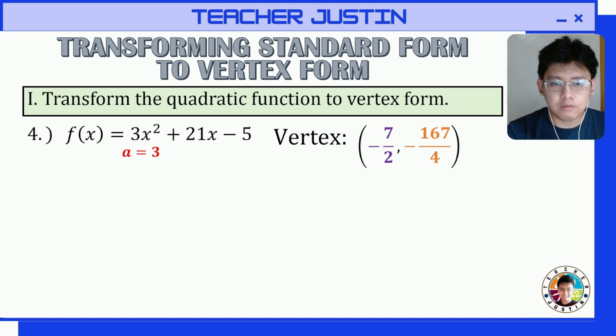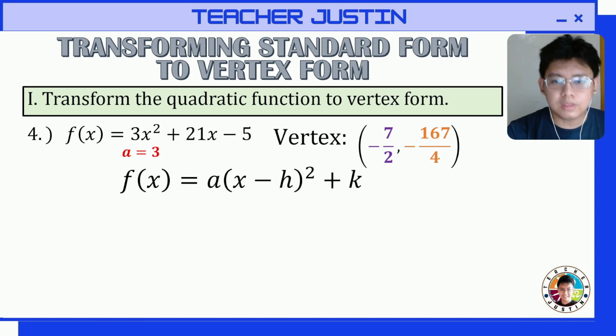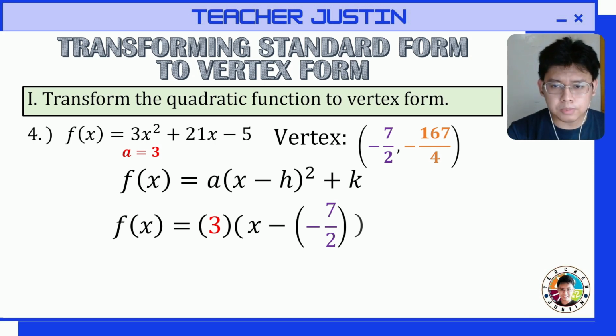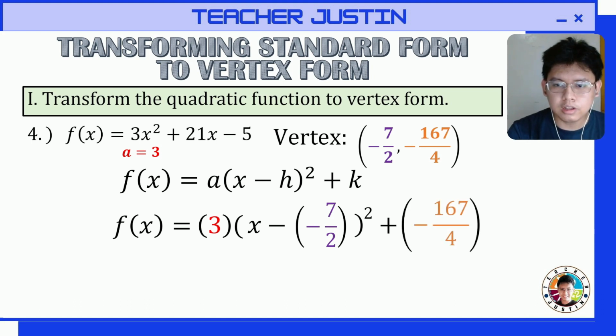Now that we have our value of a and our vertex, we can transform it to the vertex form. So, let's replace our a, h, and k with their corresponding values. So, we will have f of x is equal to 3 times, open parenthesis, x minus the value of h, which is negative 7 over 2, close parenthesis, and then square. Then, plus the value of k, which is negative 167 over 4.